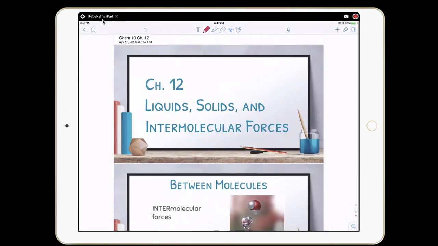All right, chapter 12. This chapter is not very long. The information is not involving a lot of math or anything, so this should go by pretty quickly. Thank you for bearing with me. So what we're going to talk about in chapter 12 are liquid solids and intermolecular forces.